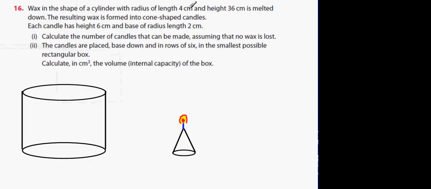Now, wax in the shape of a cylinder of radius 4 centimeters and height 36. So it's 4 centimeters wide, not to scale, and it's 36 centimeters high. The resultant wax is formed into cone-shaped candles as shown. Each cone-shaped candle has a height of 6 and a radius of length 2. Calculate the number of candles that can be made, assuming no wax is lost.